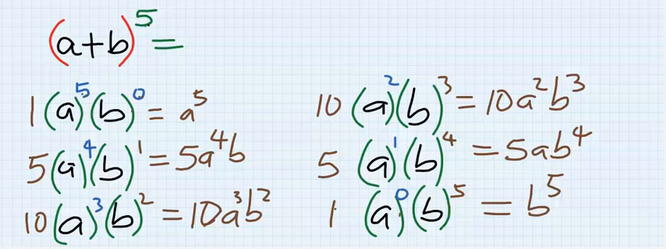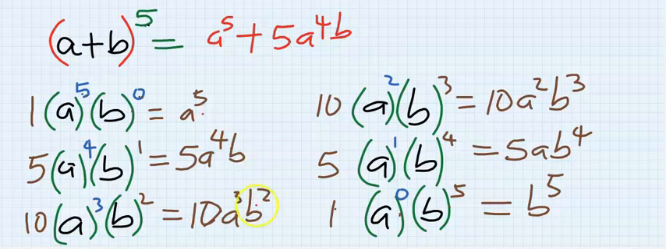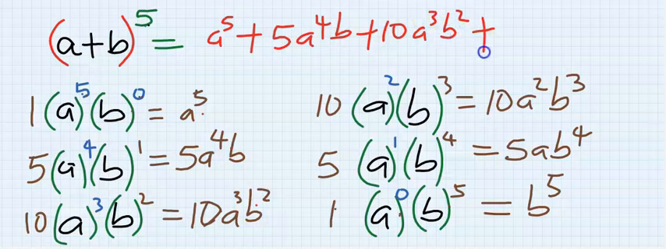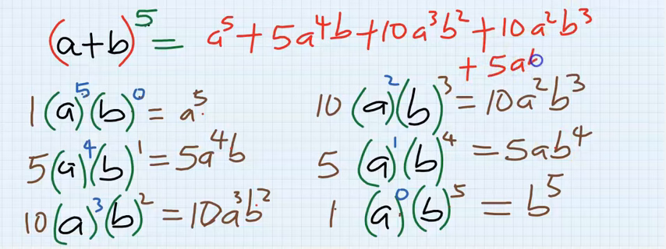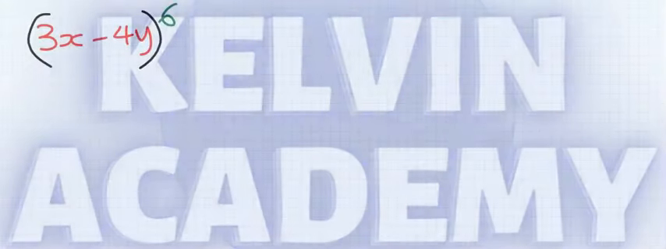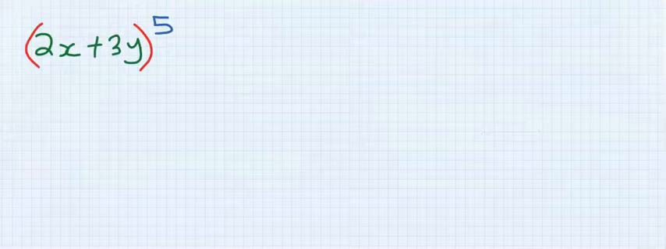Hence, our final answer is this, A to the power of 5 plus 5A^4B plus 10A cubed B squared plus this is 10A squared B cubed plus 5AB^4 plus B to the power of 5. This is our final result. You can try this and this using Pascal's triangle.